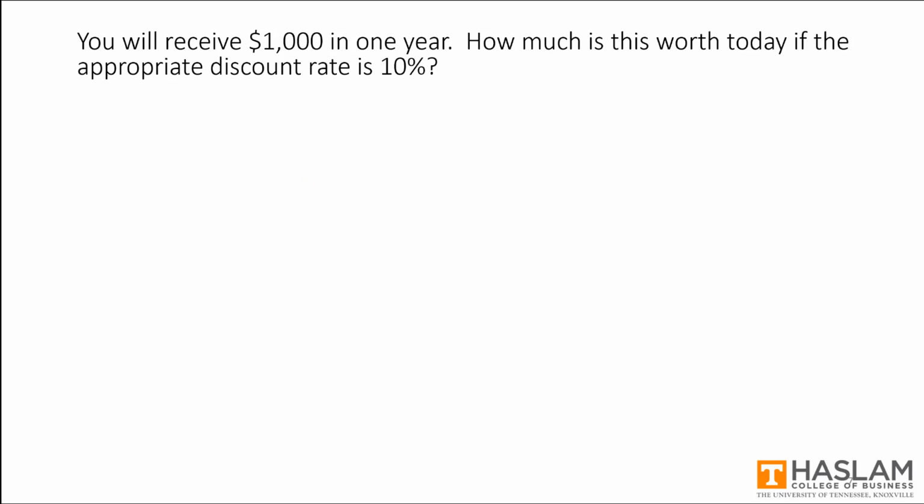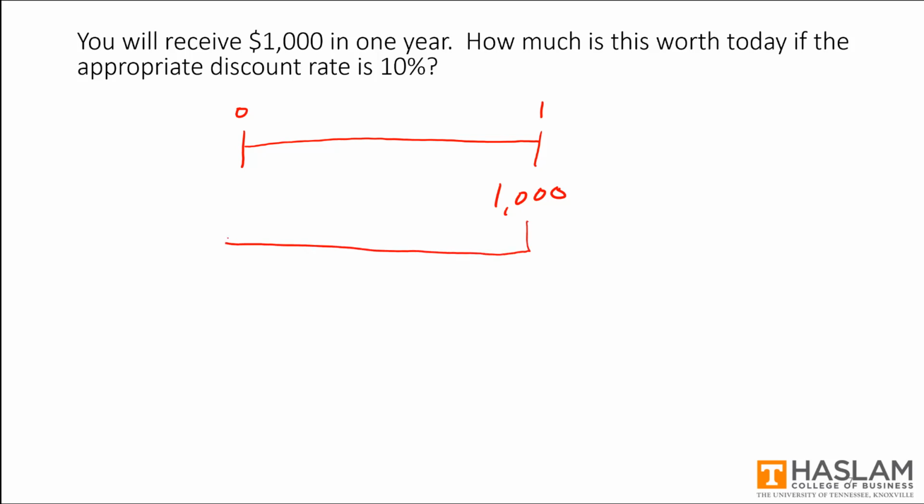All right, so let's work through a few examples. So here's a super simple one. It's about a single cash flow. So you'll receive $1,000 in 1 year. How much is this worth today if the appropriate discount rate is 10%? So starting with the timeline, we see that we only have one period, and we have $1,000 in year one, and we want to find what this is worth today.